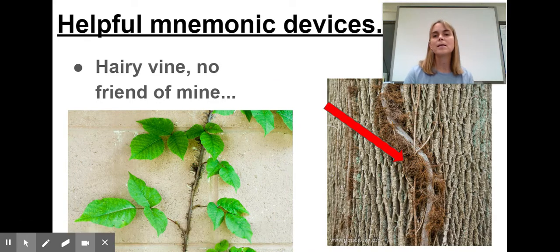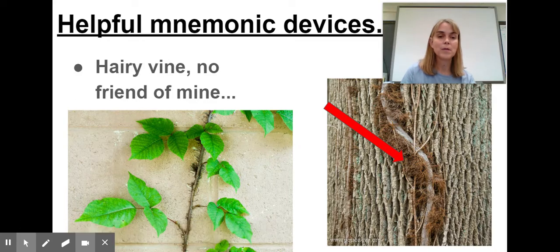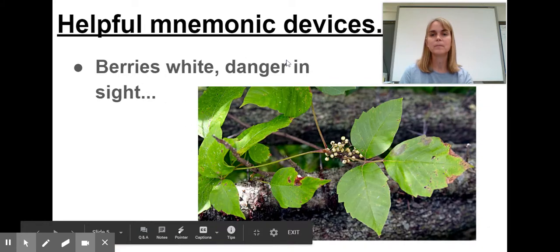Another saying is hairy vine, no friend of mine. So this is especially helpful in the winter. If you see vines growing up a tree, and we have lots of vines in Ohio, grapevines and Virginia creeper, but if you see that it has all these red hairs kind of sticking out of it, that's poison ivy, and you can get poison ivy from touching the vines, even if there's no leaves. So here's a younger one, you can see the hairs attached to that, and again, leaves of 3 there.